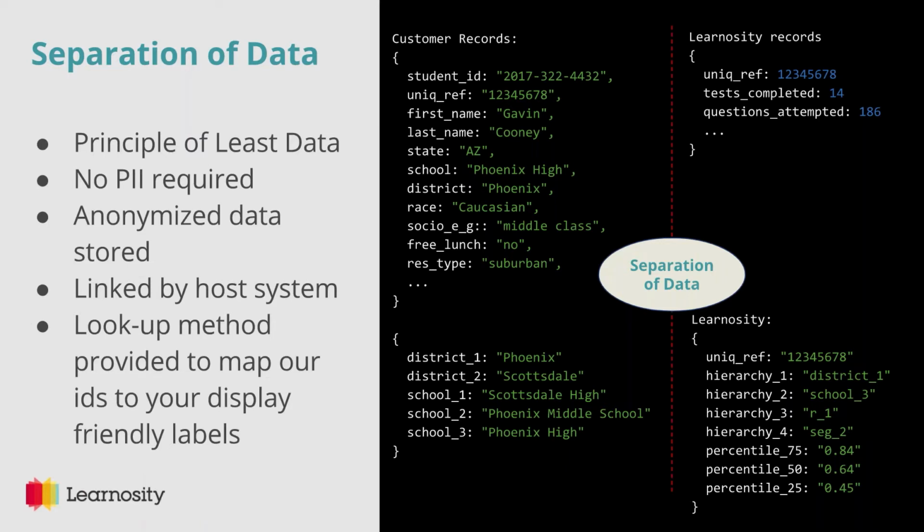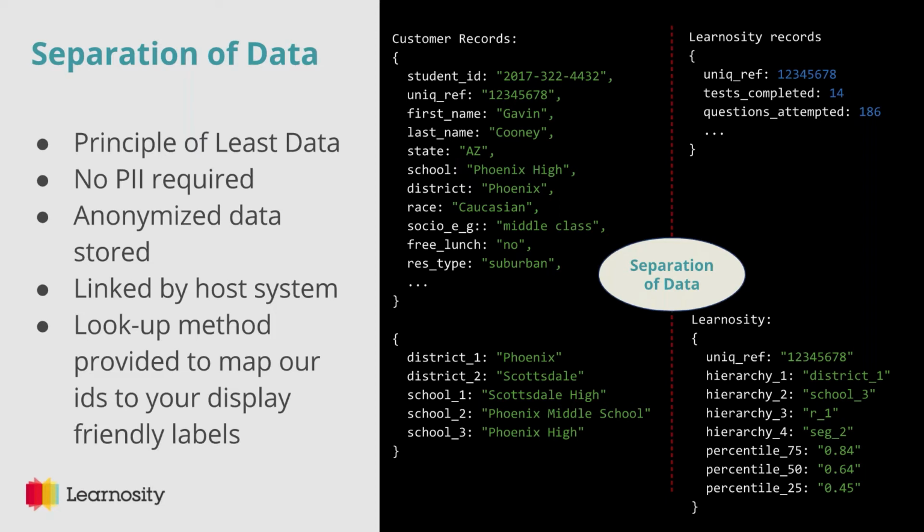Separation of data. As you may know, at Learnosity we use the principle of least data, no personally identifiable information. So in the central column here, you have a student called Gavin Cooney from Arizona. Gavin has a student ID and a unique reference. It's that unique reference which is of interest to us because that's the user ID used with Learnosity. You see unique reference 1, 2, 3, 4, 5, 6, 7, 8 is also used in the Learnosity records on the right-hand side. And that's really all we care about. We don't want the student's first name, surname, what high school they went to, any of that. We don't deal with that. We don't record that information.